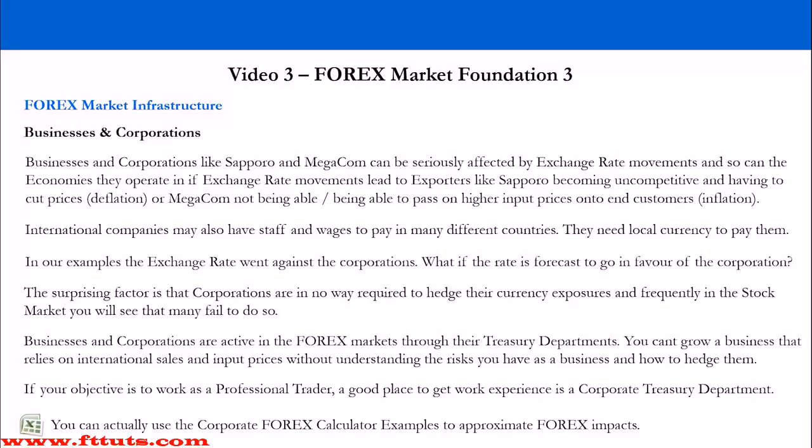The way businesses and corporations are active in the Forex markets is they do it through their treasury departments. And if, for example, a corporation relies heavily in terms of their business on sales or input prices that are inherently connected to exchange rates, especially companies with very thin or low margins, if they're in that business and they don't understand the risks and how to hedge them, they can get into trouble very quickly. So what you'll find is that in the Forex markets, corporations are extremely active because they absolutely have to be.